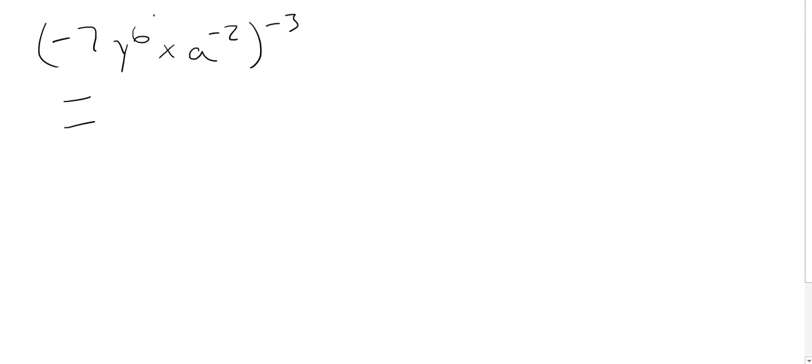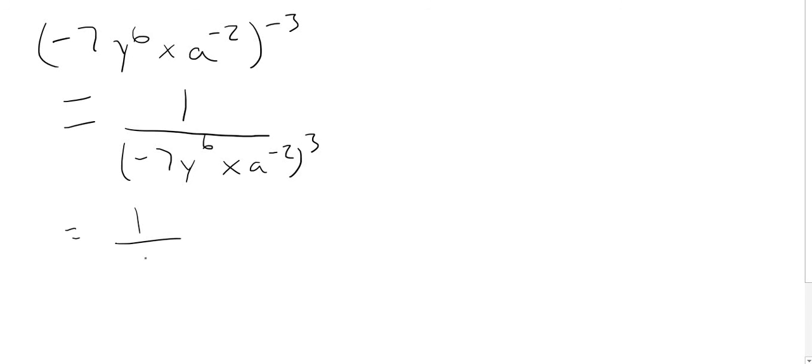And so I'm not really a fan of distributing the negative exponent through to everybody. What I would prefer to do is just move everything to the bottom because it's all raised to the negative 3rd power. So that becomes negative 7 y to the 6th x a to the negative 2 all to the positive 3rd power. Because I had a negative exponent, everything on the inside stays what it was, but this negative 3 becomes a positive 3. Nothing else changed. It's on bottom, though. So now this 3 belongs to everybody.